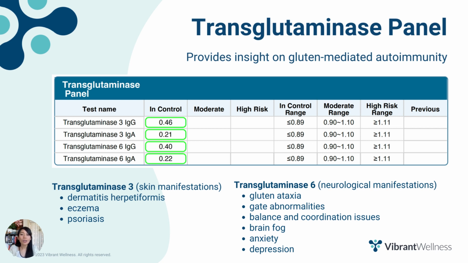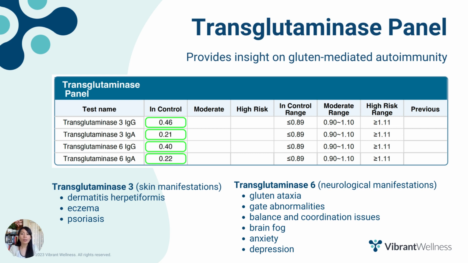Next, we have the transglutaminase panel, which indicates gluten-mediated autoimmunity. These are markers of autoimmune reactions to gluten that are not celiac. Gluten is still the trigger for these reactions, but they manifest differently than the traditional celiac that we saw earlier on. Both transglutaminase 3 and 6 are associated with gluten sensitivity, but it's not going to be the same as the transglutaminase 2 that was in the celiac panel.